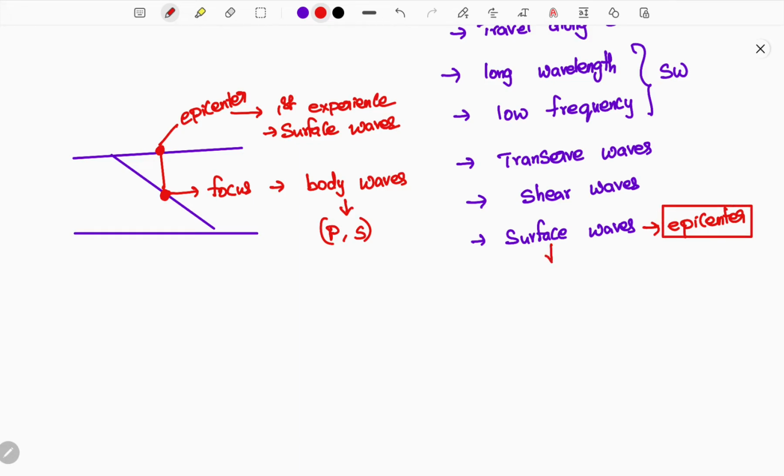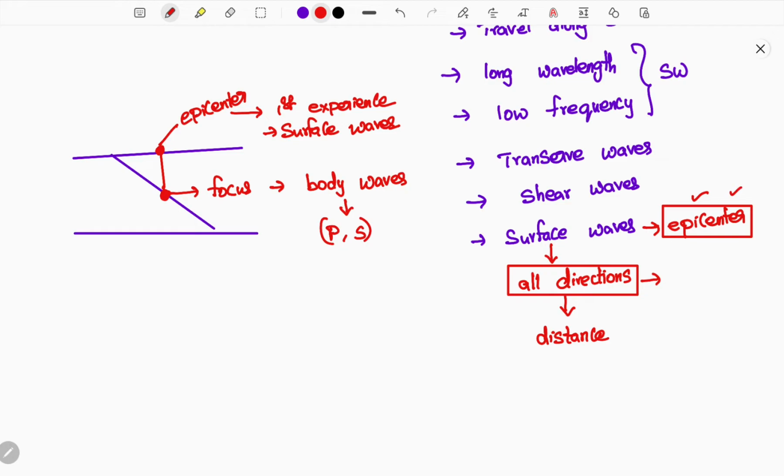And also surface waves, while initially experienced at the epicenter, travel from there in all directions. So we can see that this will be traveling in all directions, but you need to remember one thing: with distance, which means when we are moving away from the epicenter.